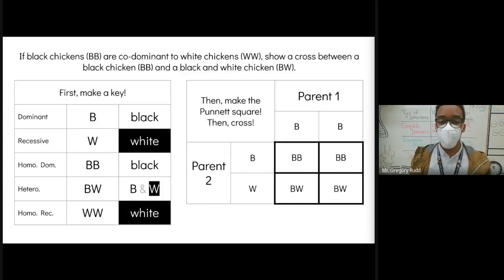That's the phenotypic ratio. What about the genotypic ratio? What else could we say about it? What percentage of the chickens are heterozygotes? 50% of the chickens are heterozygotes. What percentage of the chickens are homozygous recessive? Use your key. Homozygous recessive. 0%. Excellent. Good. And then, of course, 50% of them have to be homozygous dominant in that case.